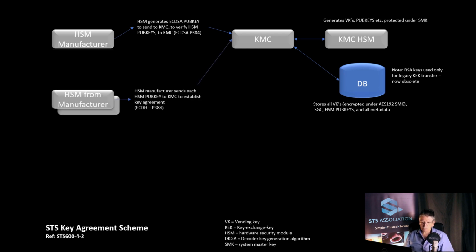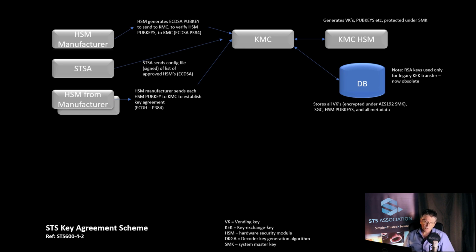Then the secure module from the manufacturer, each one that he makes, sends an HSM public key to the key management center to establish a key agreement. And this is done under ECDH P384. Once this key agreement is established, it means that there's a shared secret between the KMC and the security module, and it means they can transfer keys. A VK load request can come from the HSM to the KMC, and a VK load response can come back containing keys, and we'll see that in a minute.